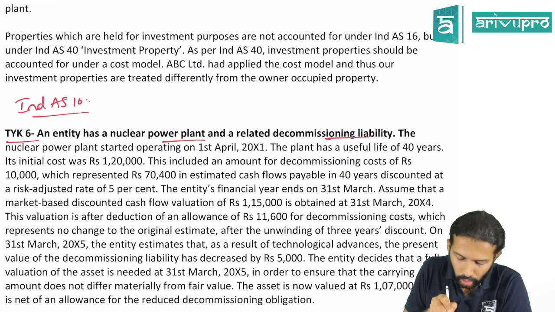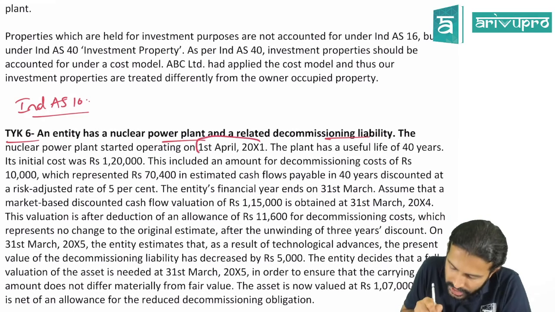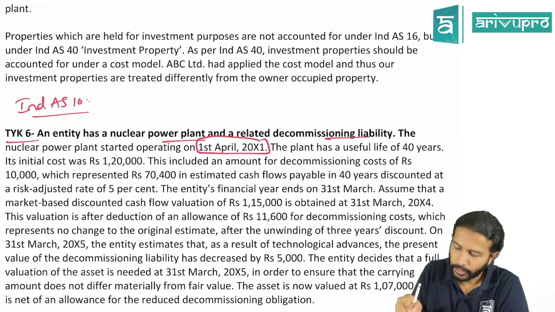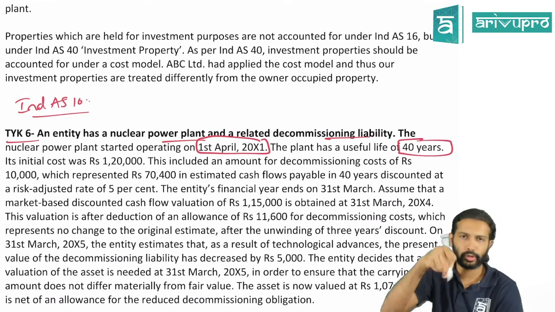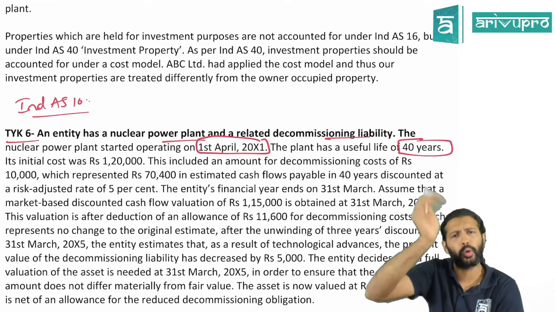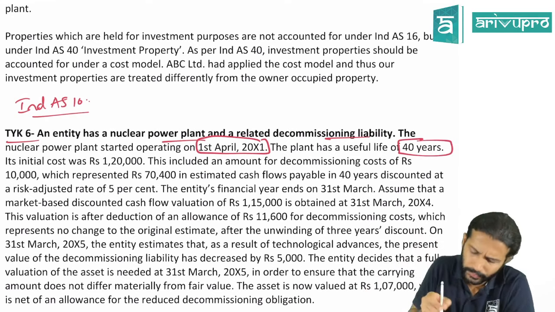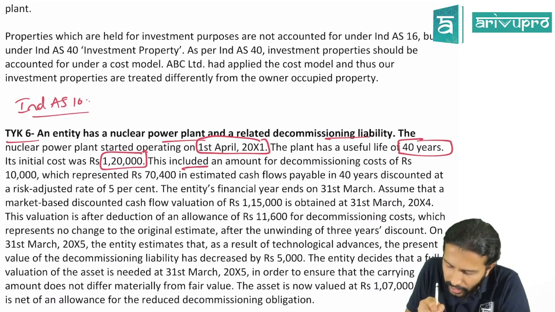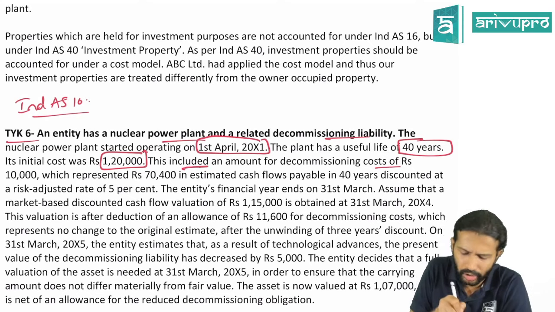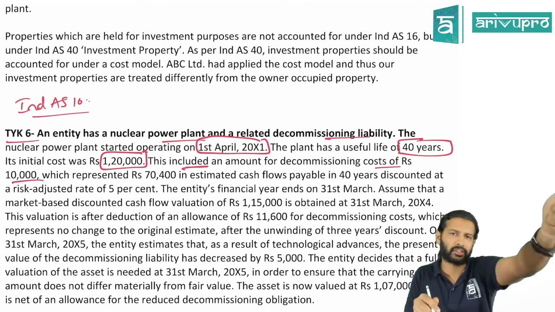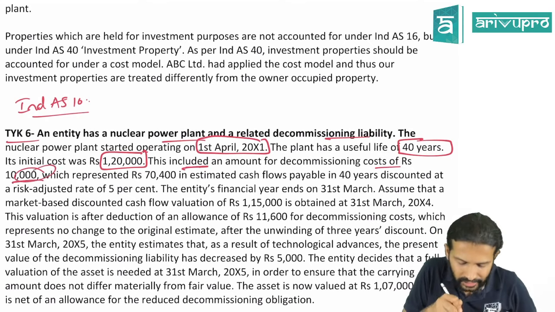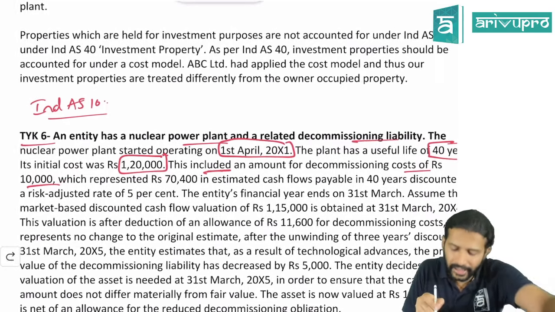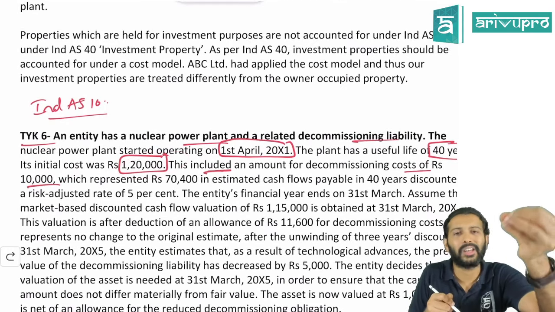Okay. Nuclear power plant started operating from 1st April 20x1. Fair enough. The plant has a useful life of 40 years. So you will depreciate that property, plant and equipment over a period of 40 years. Initial cost was 1,20,000. Okay, awesome. This included an amount of decommissioning cost of 10,000. So the DSR cost, they have already added this 10,000, after adding which the property, plant and equipment value is 1,20,000.